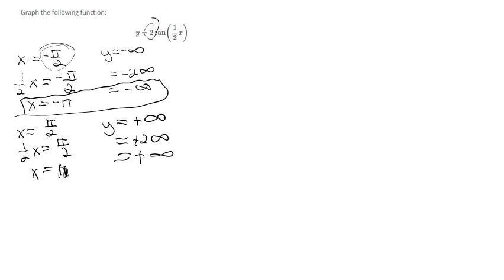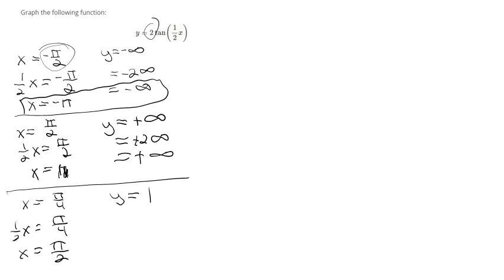All right. Well, we do have another key point, which I love. Which one do I love? Well, when x is equal to pi over 4. Well, 1/2 x is equal to pi over 4 when x is equal to pi over 2. Why? Because when x is pi over 4, y is equal to 1. But again, we have a coefficient here. So when x is pi over 2, y is equal to 2. We have all our information.